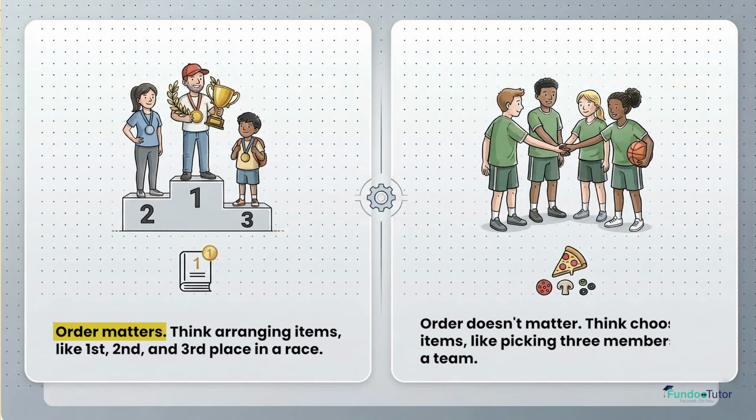So what's the big deal here? It's really all about understanding one crucial difference: permutations versus combinations. Think about it. In a race, the order you finish definitely matters, right? First, second, third. That's a permutation. But if you're just picking 3 people for a team, it doesn't matter who you picked first. All that matters is who's on the team. That's a combination. Getting that one distinction down is the key.